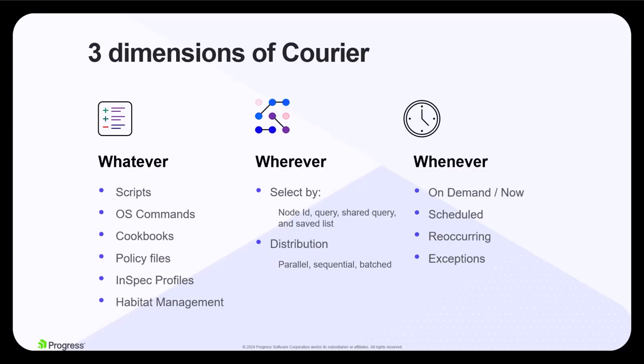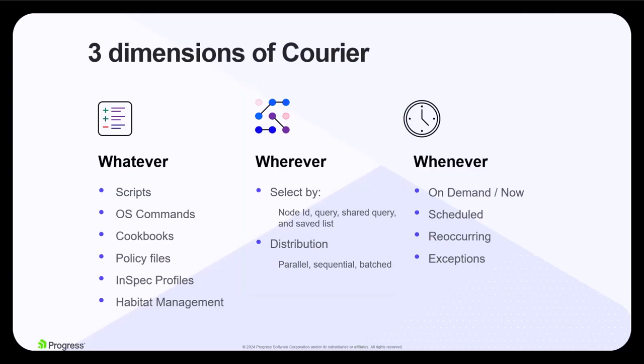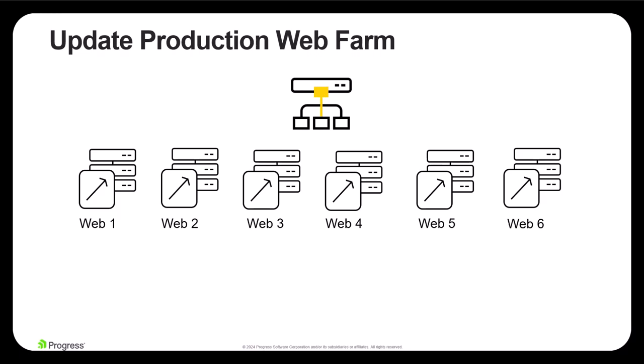Combined, these three dimensions of Chef Courier allow organizations to scale to deliver the orchestration of a single node to hundreds of thousands of nodes within the infrastructure. This demonstration will focus on the wherever dimension, providing the control on the distribution and sequence of actions being delivered by Chef Courier. In this example, we have a 6-node production web farm running Nginx behind a load balancer that requires an update which is essential for supporting the business.